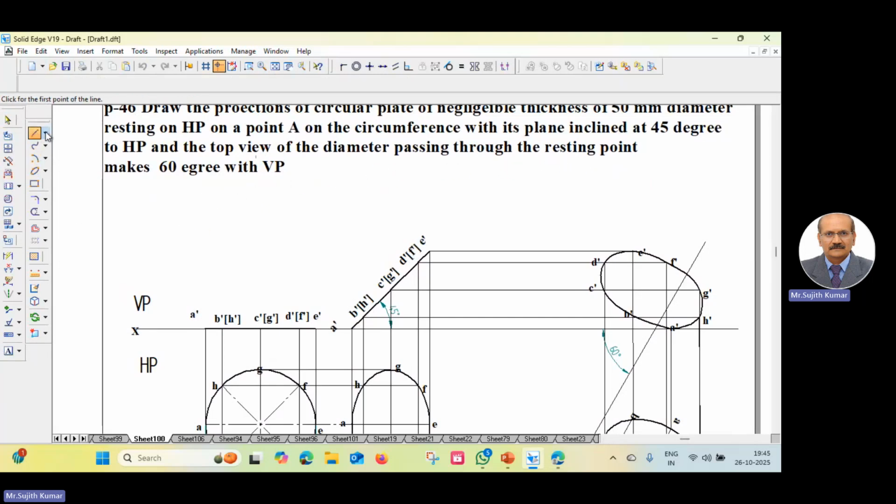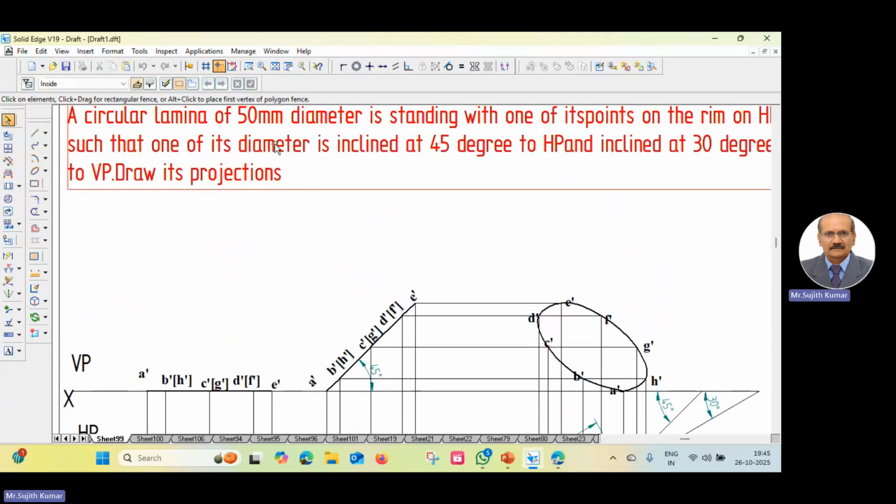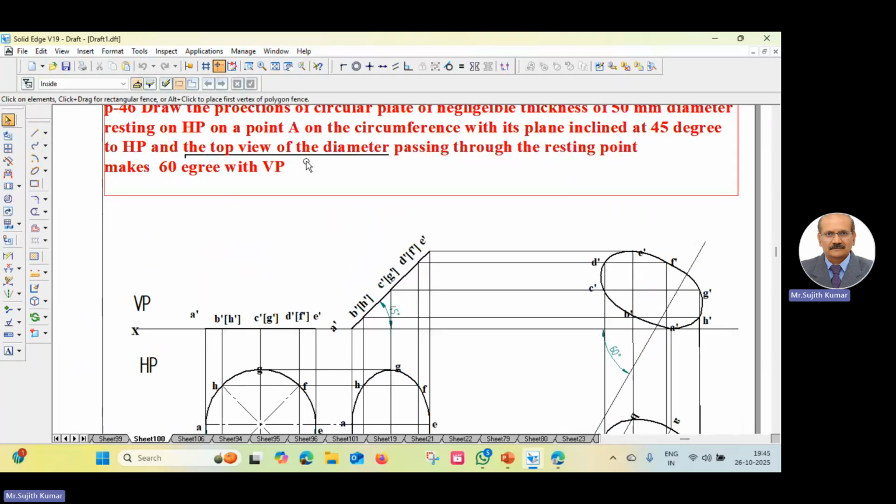You have to underline this, the top view of the diameter, this is important. The top view of the diameter passing through the resting point makes 60 degrees with VP. Instead of what was told in the previous question, where you are told the diameter makes an angle, the diameter is inclined at an angle. But here in the second question, what is told is the top view of the diameter.